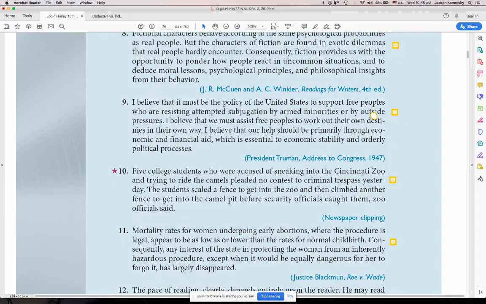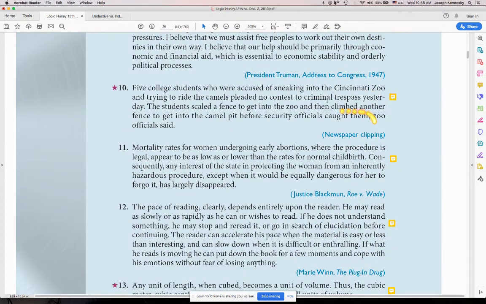So let me do one more. Let's do 10. This will be our last one. Five college students who were accused of sneaking into the Cincinnati Zoo and trying to ride the camels pleaded no contest to criminal trespass yesterday. The students scaled the fence to get into the zoo and then climbed another fence to get into the camel pit before security officials caught them, zoo officials said.